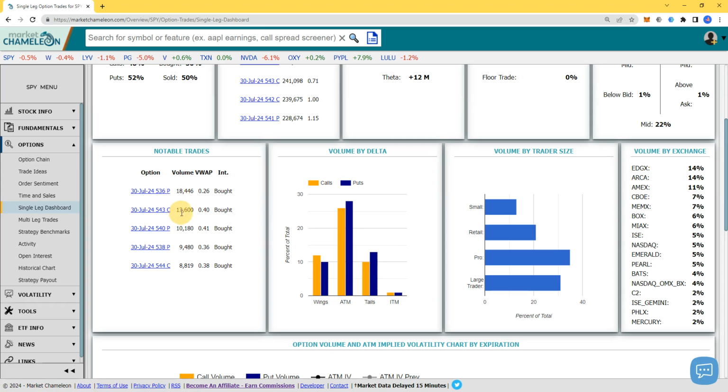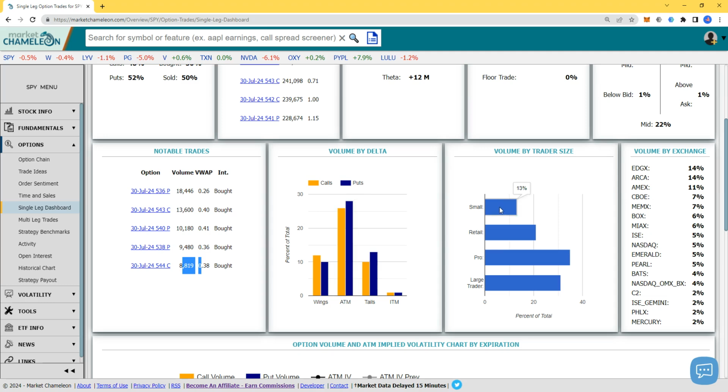This is a lot of stuff, and this one is 543 call, 540 put, 538 put, and 544 call. Also something to consider. So this gives you even more cushion. You can basically maybe sell the 536 spread and buy the 544 call on the other side. Just thinking here. Volume by delta, we got a lot of in the money call and put.